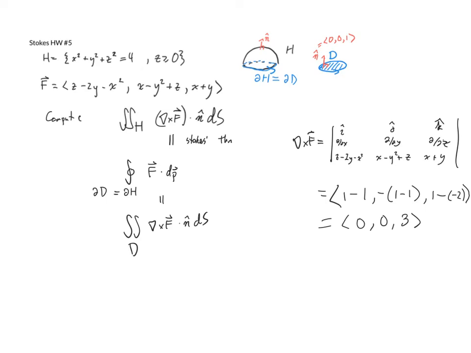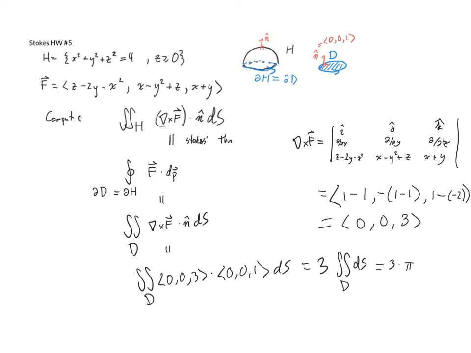So in particular, that means that this is really just the double integral over the disk of 0, 0, 3 dot n hat, for the disk is always 0, 0, 1, ds, which means this is just 3 times the surface area of the disk, and the surface area of the disk is pi r squared, and r was 2. And r for the disk is the same as r for the sphere, because the disk is the equator.